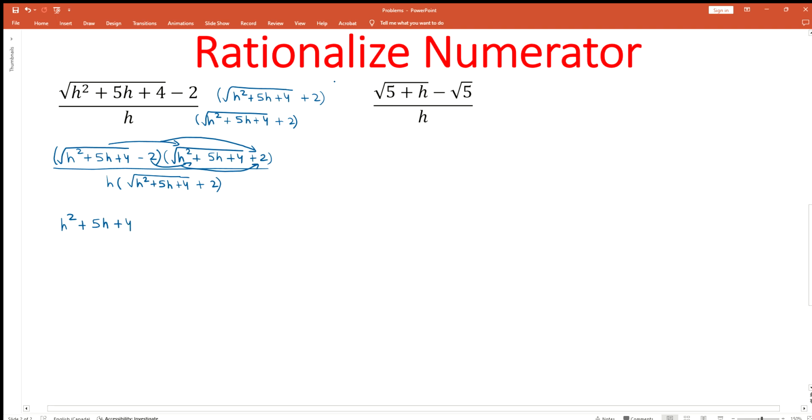Next, we should multiply square root of h squared plus 5h plus 4 by positive 2. I get 2 square root h squared plus 5h plus 4. Next, we should do negative 2 times square root of h squared plus 5h plus 4. I get negative 2 square root h squared plus 5h plus 4. Next, we should do negative 2 times positive 2, which is equal to negative 4. We should keep the denominator expression as it is.